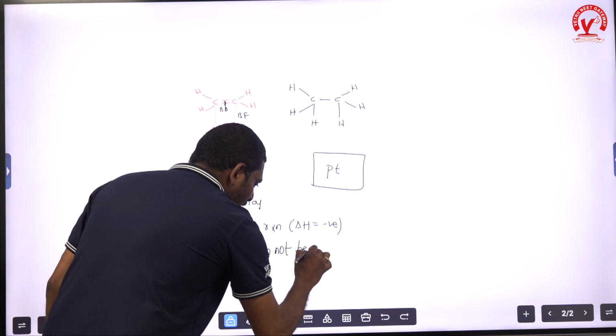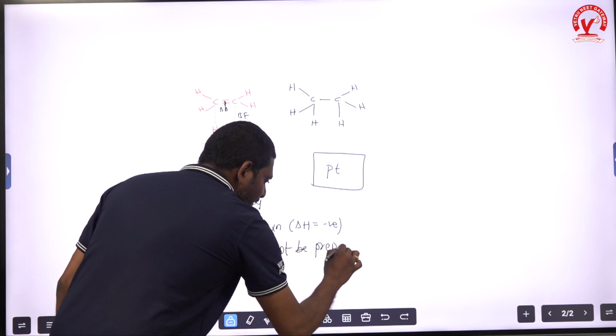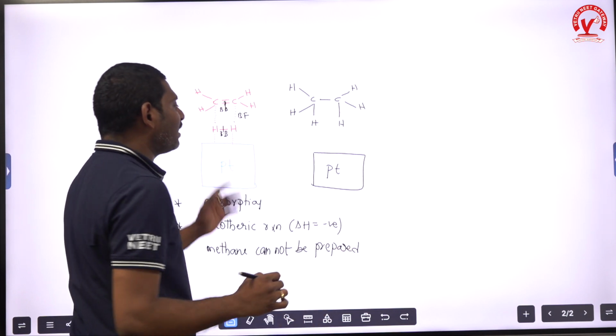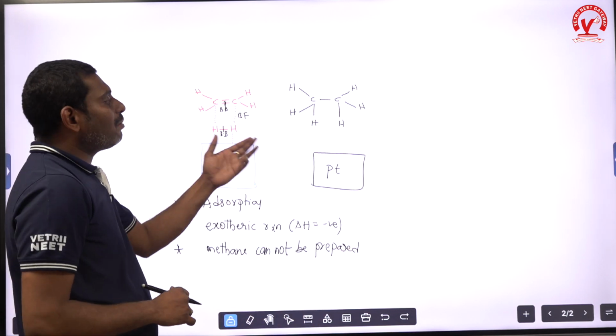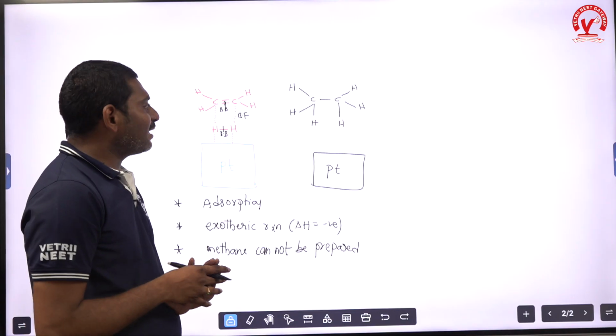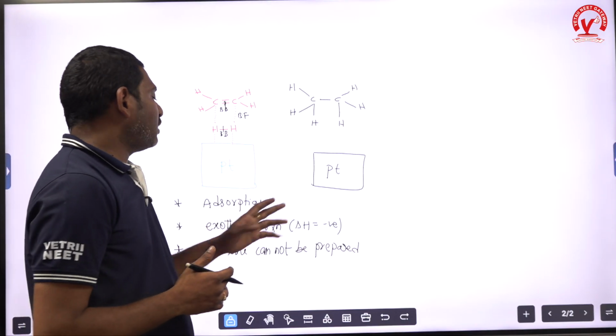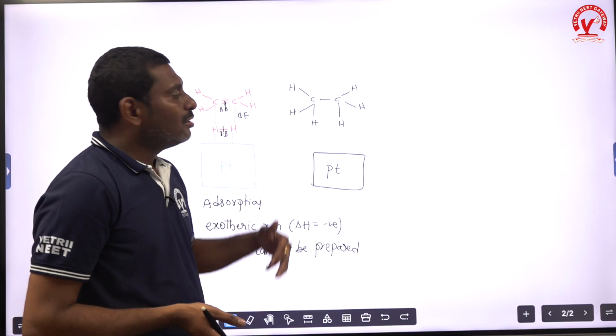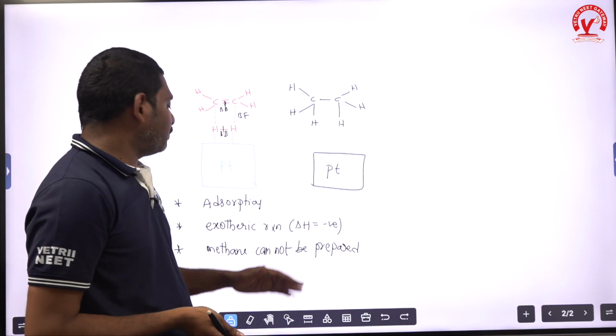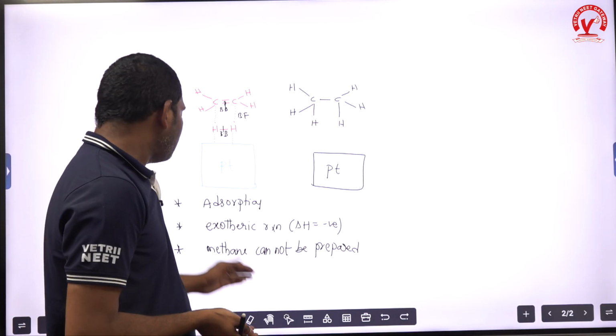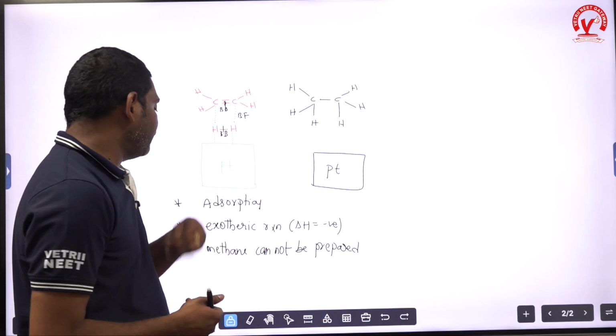Methane cannot be prepared by this method, because if you take alkenes and alkynes, the minimum number of carbons in alkenes and alkynes is 2. So then methane has only 1 carbon. So if you use alkene and alkyne, methane cannot be prepared.